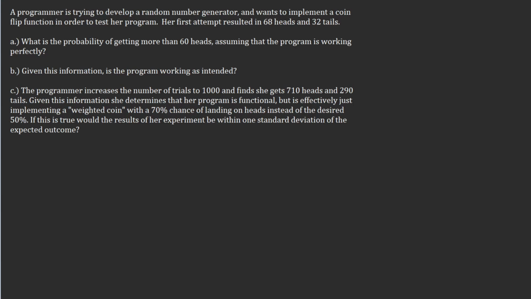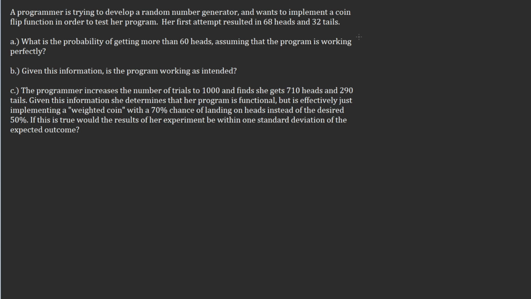All right, so our first problem here says a programmer is trying to develop a random number generator, and she wants to implement a coin flip function in order to test her program. Her first attempt resulted in 68 heads and 32 tails, so that doesn't seem great. But what is the probability of getting more than 60 heads, assuming that the program is working perfectly? That's the first part of our problem here.